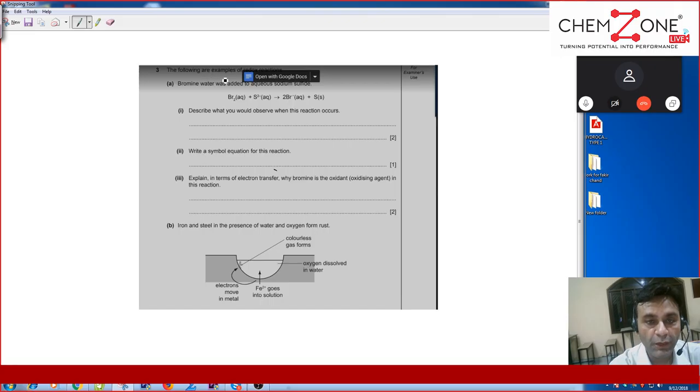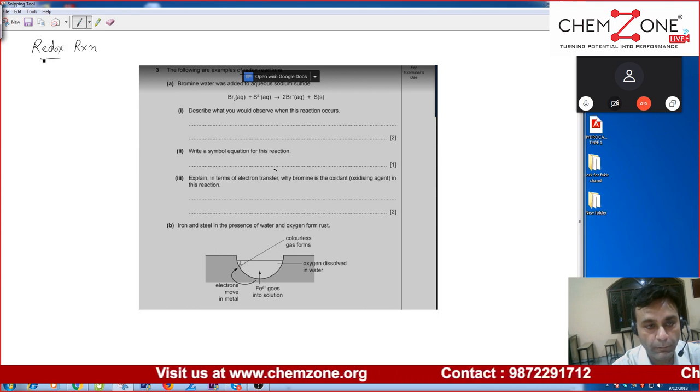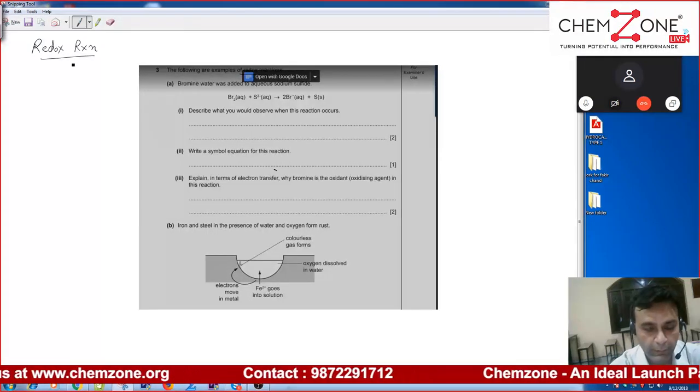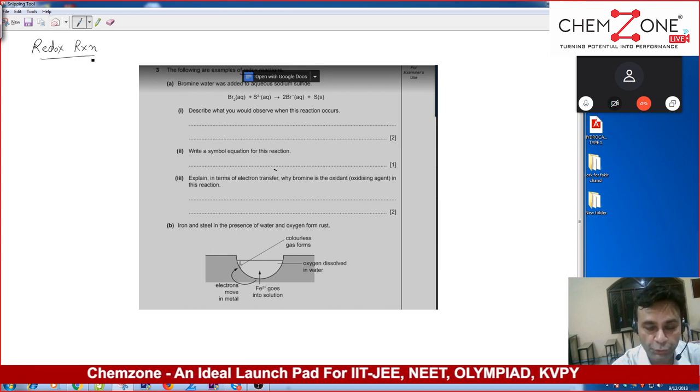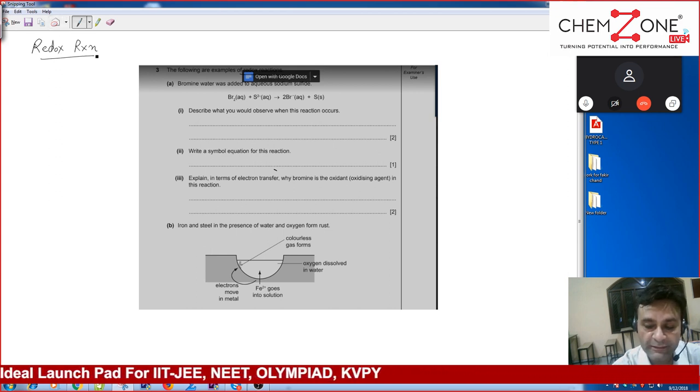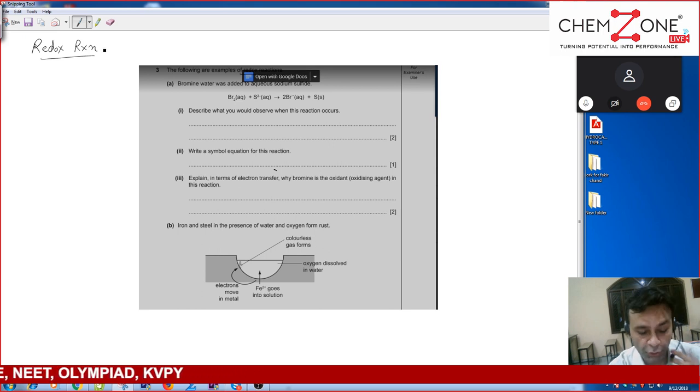So the following example is of a redox reaction. Do you know what is the meaning of a redox reaction? It's either loss of oxygen or gain of electrons. The reaction in which oxidation and reduction both take place. One element loses electrons and the other element gains electrons. Right? So bromine water was added to aqueous sodium sulfide.